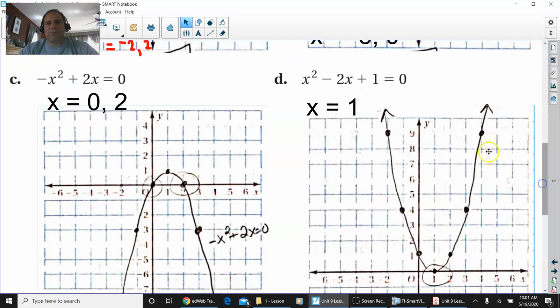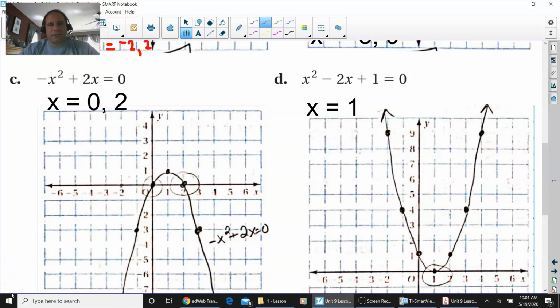And just remember, always label your parabola. Make sure you're labeling the parabola every single time. And once you label your parabola, you're finished. You have identified the 0, x equals 1, and that's basically it.